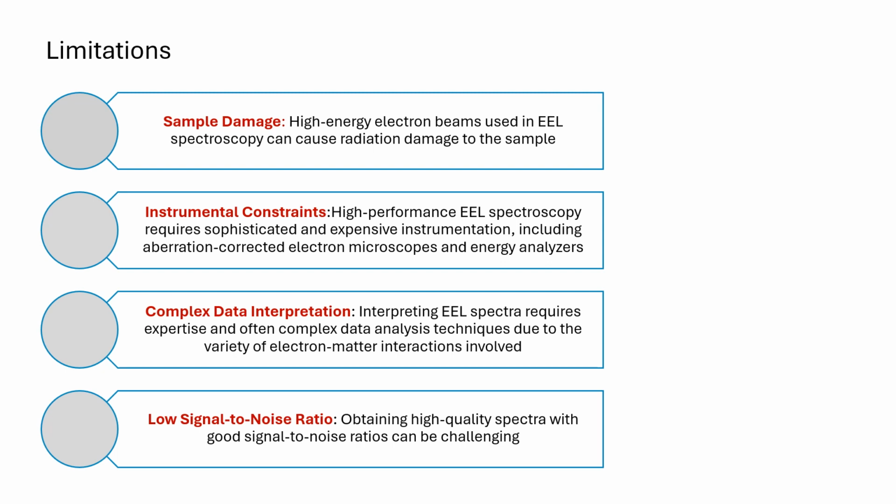The instrumental constraints: high performance EELS spectroscopy requires a sophisticated and expensive instrumentation, which also includes the aberration corrections. So, of course, it's a quite high cost instrument also. The complex data interpretation: interpreting EEL spectra requires expertise and it is often complex. And lastly, the low signal to noise ratio. Obtaining high quality spectra with good signal to noise ratio can be a challenging thing for EELS spectra.